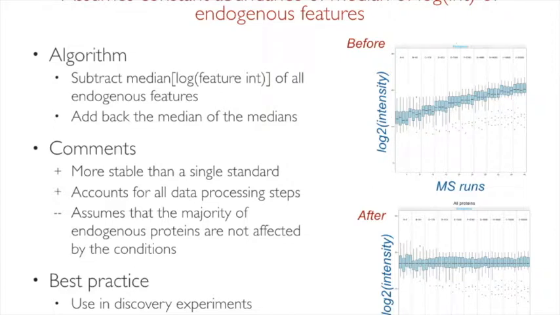So the advantage is that the median of all the endogenous features in the run is much more stable than the median of the 3 features of a standard, right? So it's much less likely that you'd introduce noise by this type of normalization. But the disadvantage is, of course, that if you have many features changing, like here, then you would actually remove the signal. So I would say that using standards is really important in targeted and confirmatory studies, and median normalization is useful if you have label-free but very large discovery experiments where you can assume that the majority of things do not change.